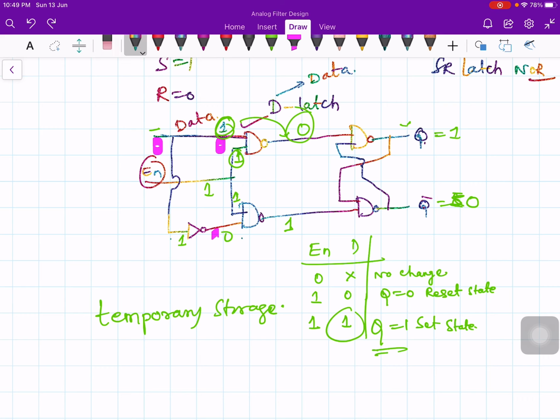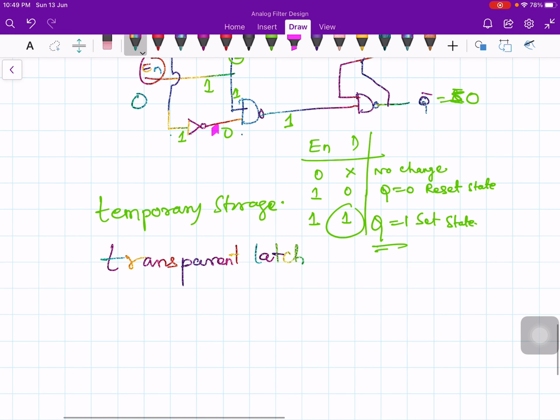And sometimes this is also called a transparent latch. Why is it called a transparent latch? Because the input is directly reflected in the output. Okay, when the enable input is 0, then there is no path between input and output. The binary information that was present in the data input will not be transferred to the output. Okay, so that's the operation of your SR latch and your D latch, data latch.